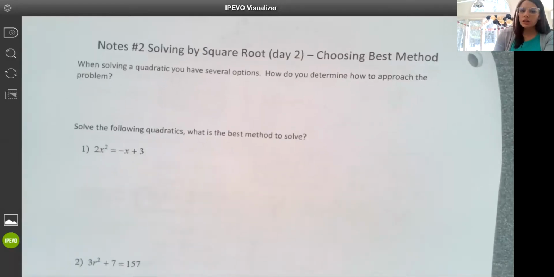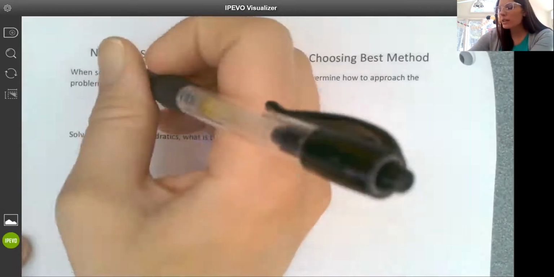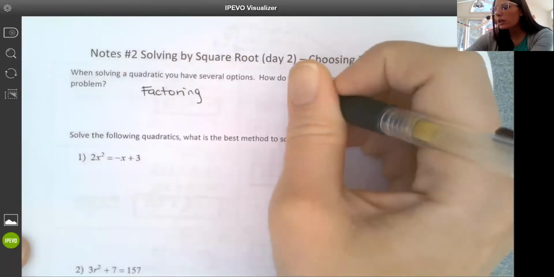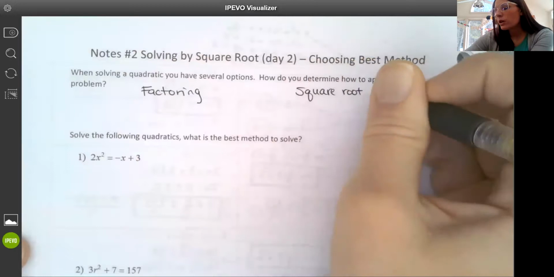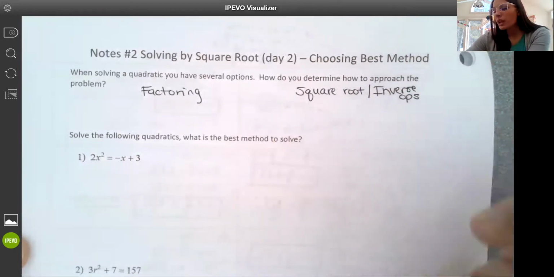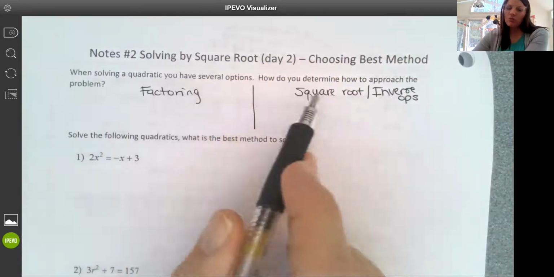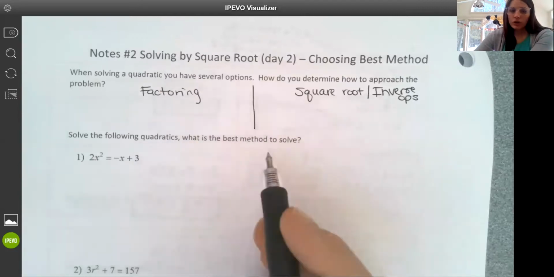Okay, today we're going to continue with the square root method, and really what we're going to talk about today is making a decision on how to solve, because now we have two ways to solve a quadratic. We have factoring and we have square root or inverse operations. And so we want to strategically choose which of the two methods we now know we're going to use to solve a given quadratic.